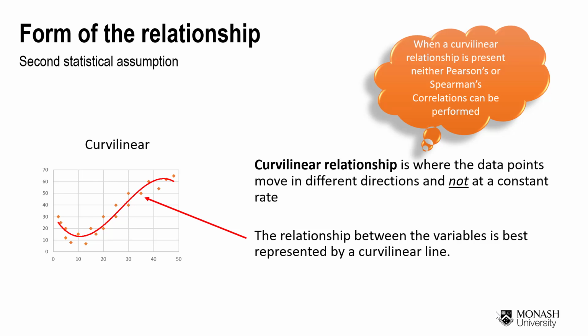This is because the assumption of linearity for a Pearson's correlation would be violated. A Spearman's correlation can also not be performed as the analysis cannot be used for curvilinear relationships. When the relationship between variables is curvilinear, more advanced statistical analyses are required to analyze the relationship.